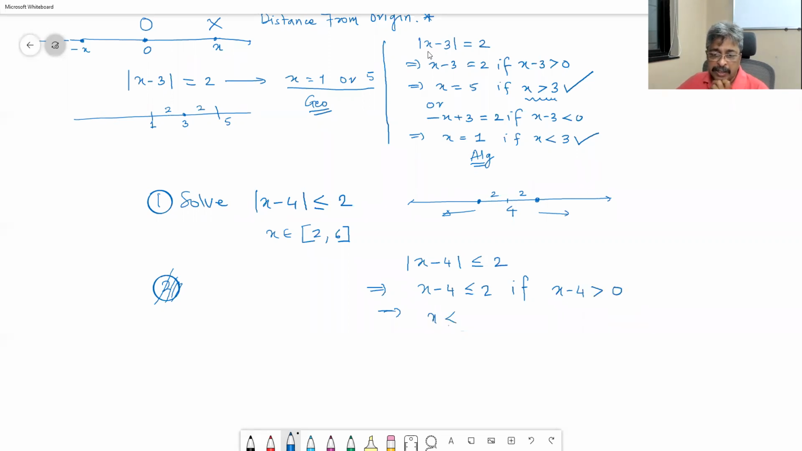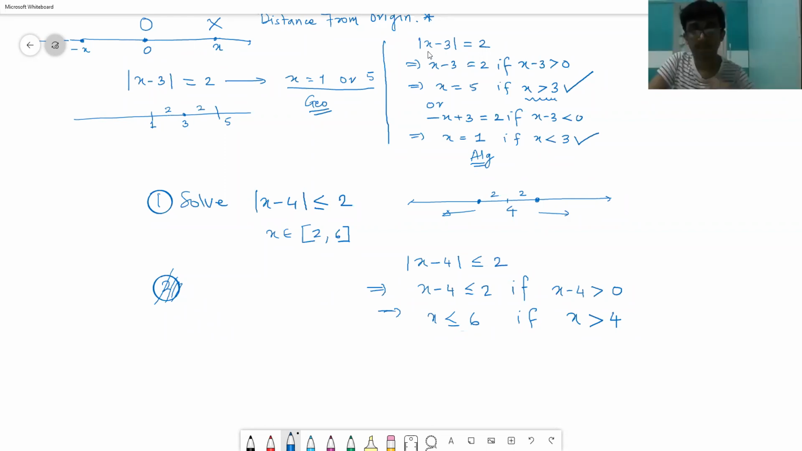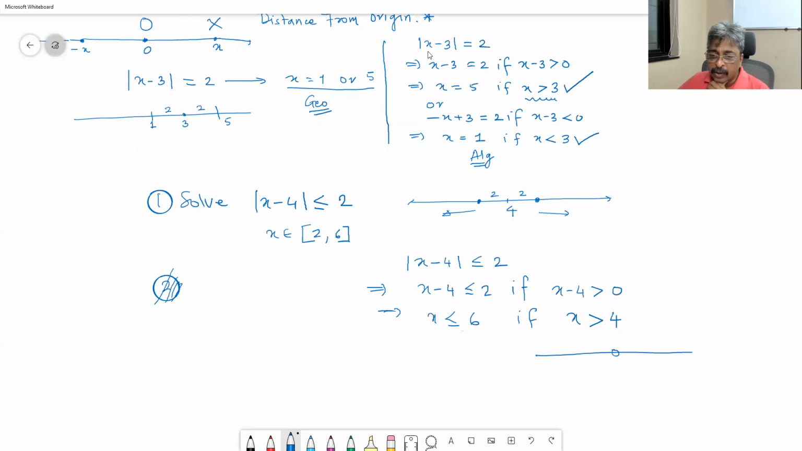Therefore, x should be less than or equal to 6 if x is greater than 4. Yes or no? Is it correct now? Yes, sir. So I have 4 here, it is not equal. I have 6 here, which is equal. Therefore, I am allowed to take these many points as far as this solution is concerned. Correct?